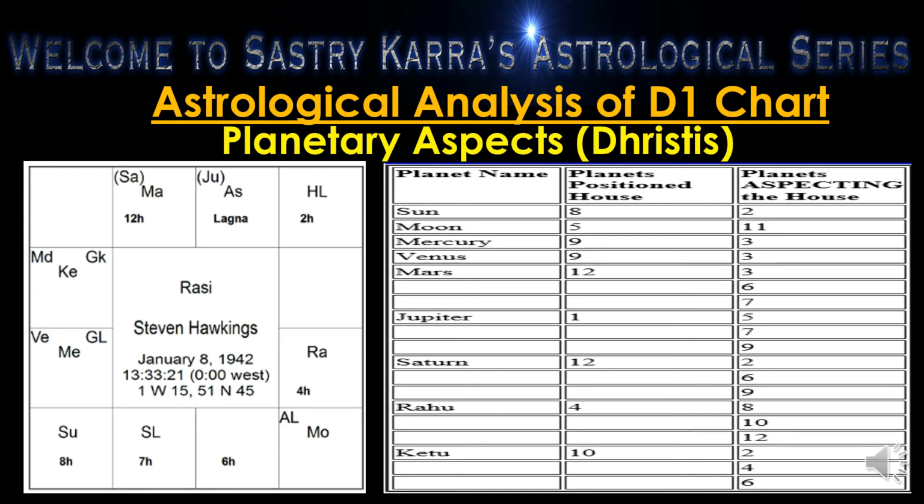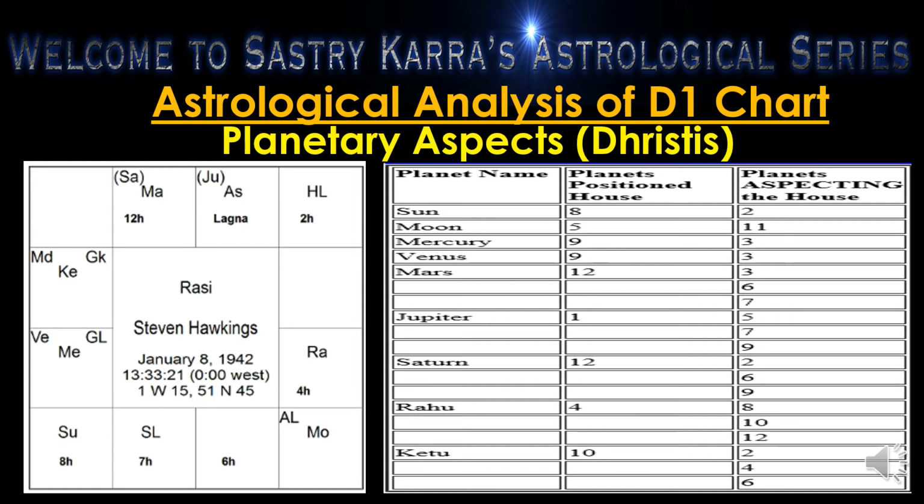Mars has, the first aspect that Mars has is the 4th aspect from its natal position, 1, 2, 3, 4, which is the 3rd house. Remember, Mercury and Venus are already looking at the 3rd house, and now we have Mars also looking at the 3rd house. So the 3rd house became very bad.